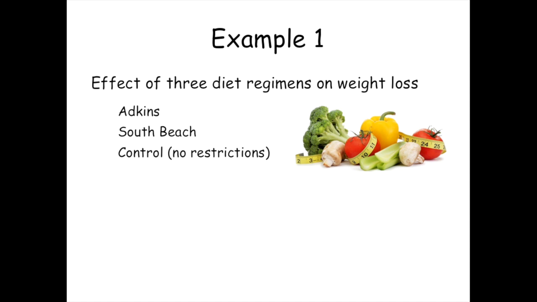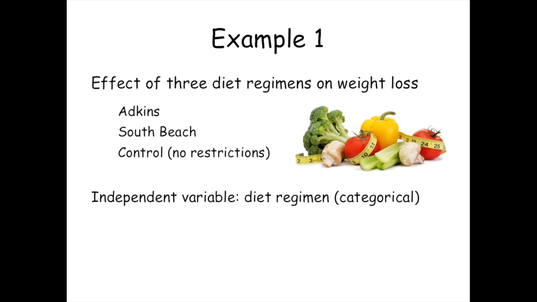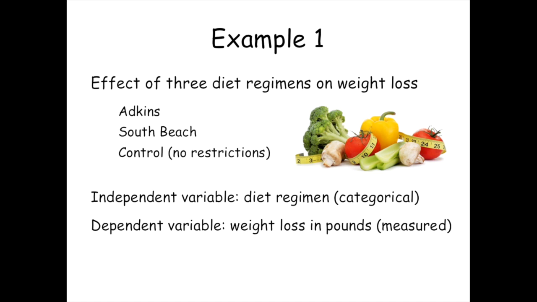Suppose a researcher is interested in the effect of different diets on weight loss in overweight adults. As an experiment, she would randomly assign subjects to one of the 3 diet regimens of interest. She would weigh each subject at the start and end of the study to determine weight loss. The independent variable is diet regimen. This is a qualitative or categorical variable. The numbers assigned to each diet would be arbitrary. The dependent variable is weight loss, which would be measured in pounds. This is a quantitative or measured variable.